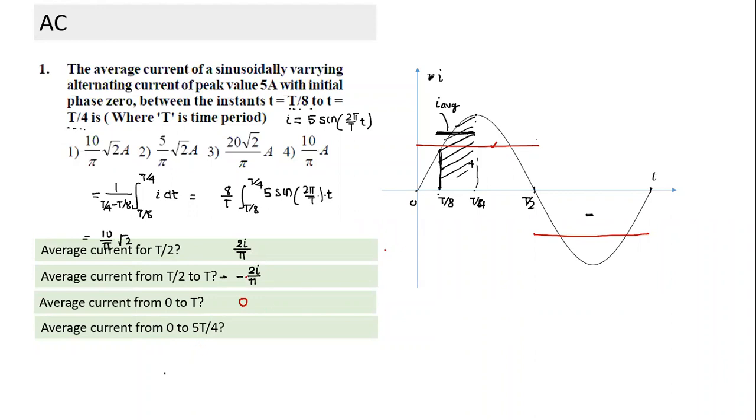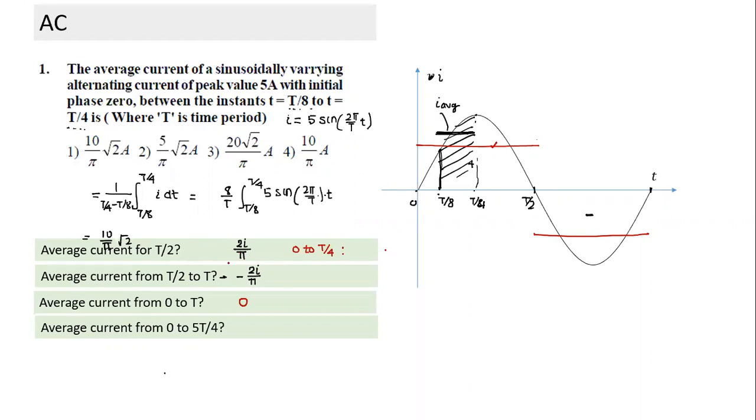Okay, let me ask one more thing. We have said average current from 0 to t by 2 is 2I by pi. What will be the average current from 0 to t by 4? I have written 0 to t by 2. What will be the average current 0 to t by 4? Okay, Jaideep, can you tell me? I by pi, sir. Or we can substitute in the formula.